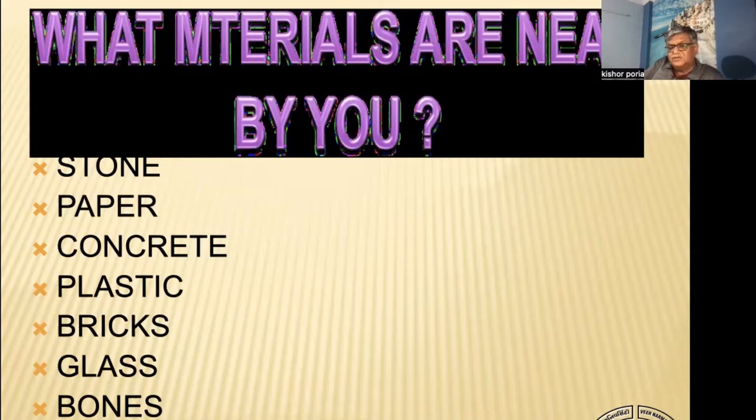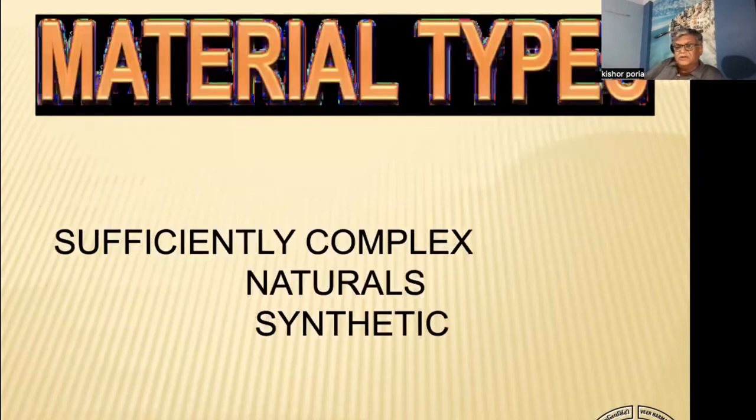In the same way, there are paper, concrete, plastic, bricks, glass, bone, even different types of resins and so on. So all of these come in the group of materials. And generally, there are two types of material. One is called a natural material, meaning it is available in nature. You can take the example of wood, or gum, and so on.